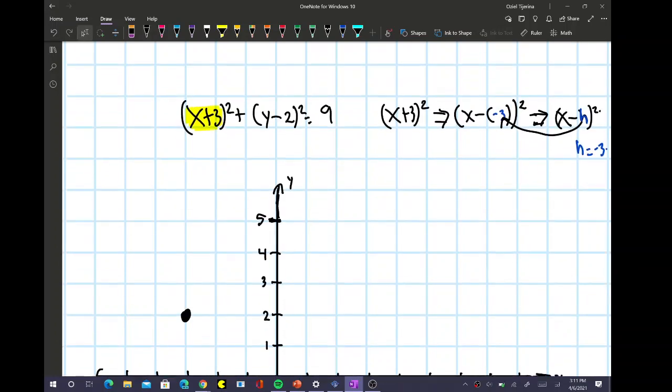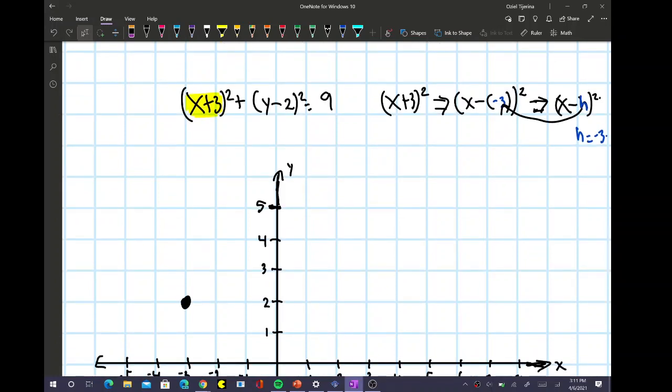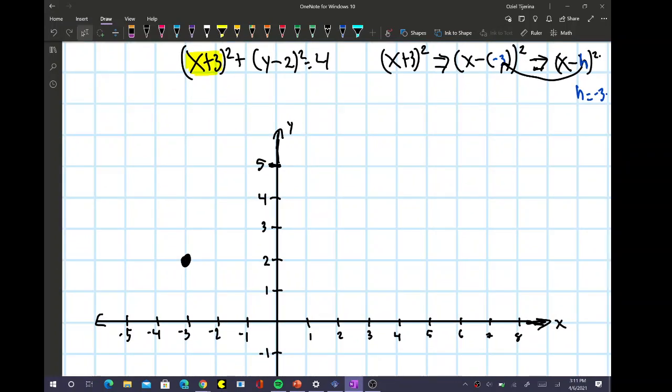And the radius, even though it's off the x-axis, or actually, let me make it 4. Let me make it 4. That way, it won't be off the x-axis.